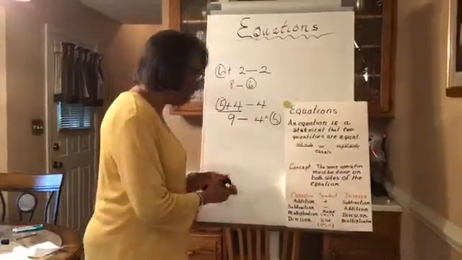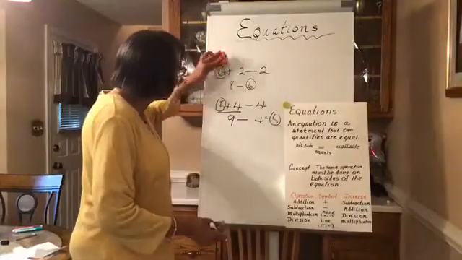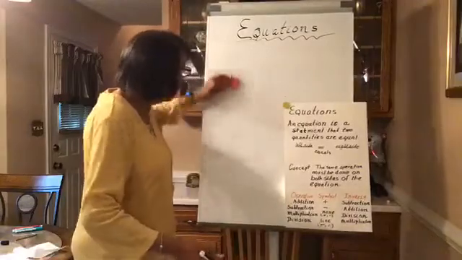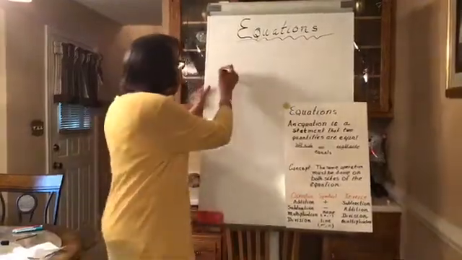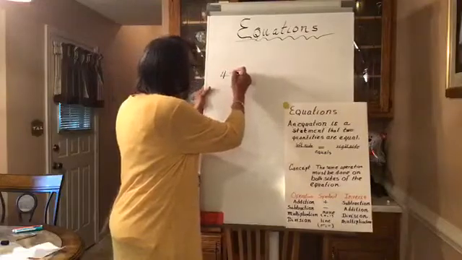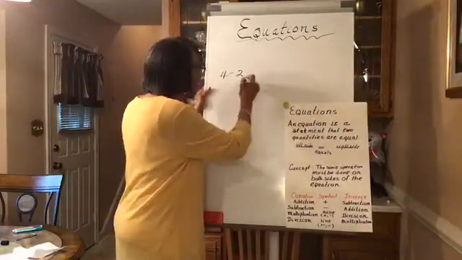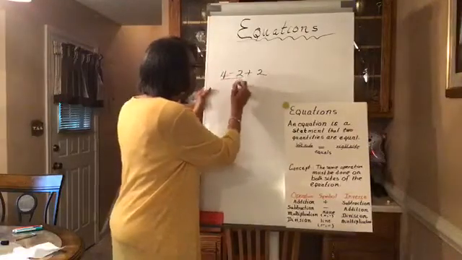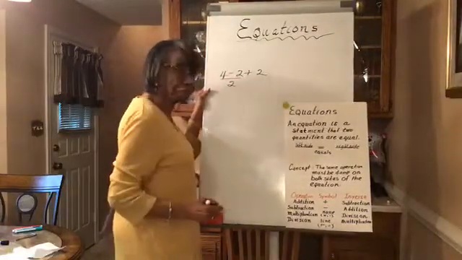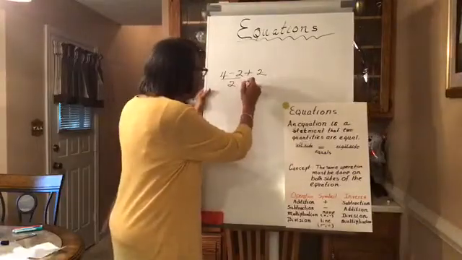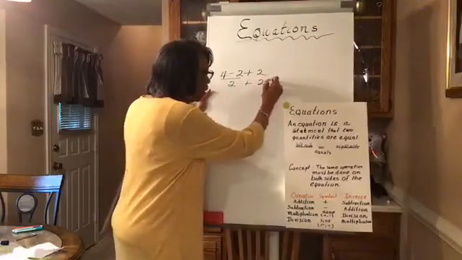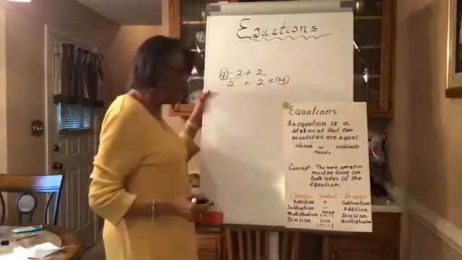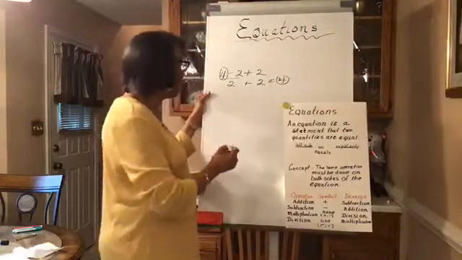All right, let's do the subtraction process. All right, suppose I had 4 minus 2 plus 2. All right, 4 minus 2 is 2. And 2 plus this 2 is 4. So I'm right back where I started. Okay? Let's do another one.